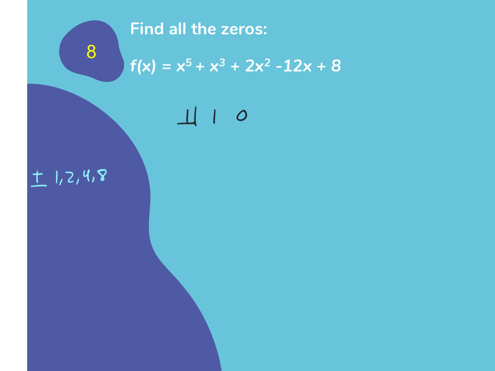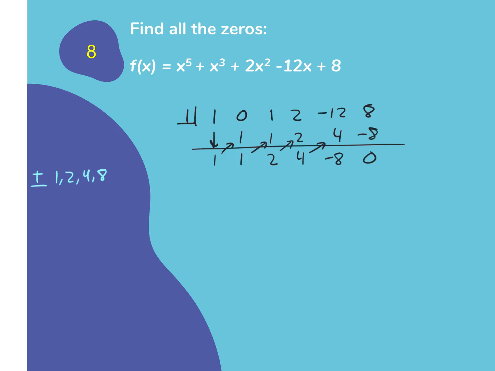So what I'm going to do, start with 1 and see if that works, right? 1, 0, right? We need a 0 because I don't see an x to the 4th in my polynomial, but we need a placeholder for it. So 1, 0, 1, 2, negative 12, and 8. And then we do our synthetic division, right? Bring down 1. 1 times 1 is 1, 0 plus 1 times 1 again. It's going to get us a 2. We get a 2, a 4, a 4, a negative 8, and then a 0.